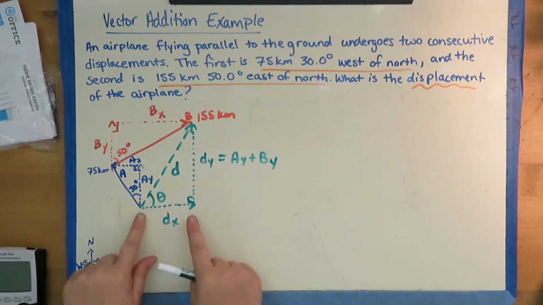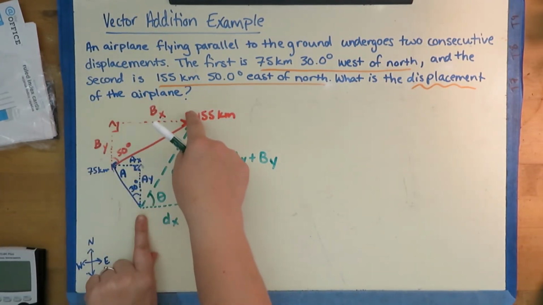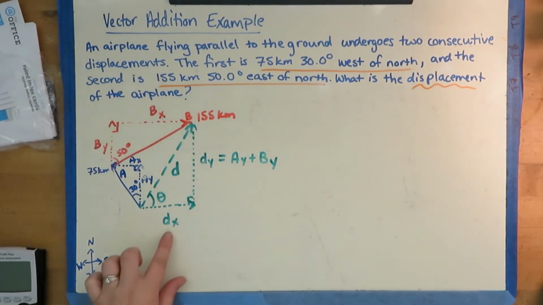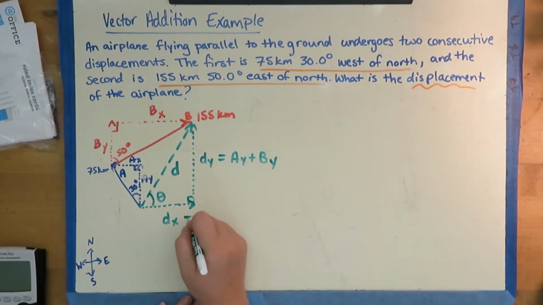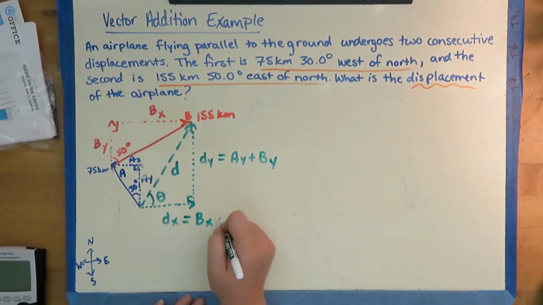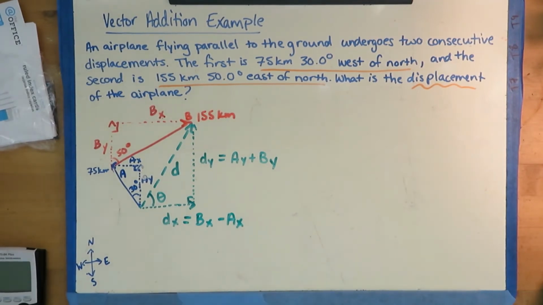Well, dx is just this portion here, and BX is this huge length, and if I were to subtract AX from BX, I would get dx. So dx is going to be BX minus AX. So that's how I can find those magnitudes. Well, let's take a look. What are those magnitudes? Well, let's look at the triangle for A.